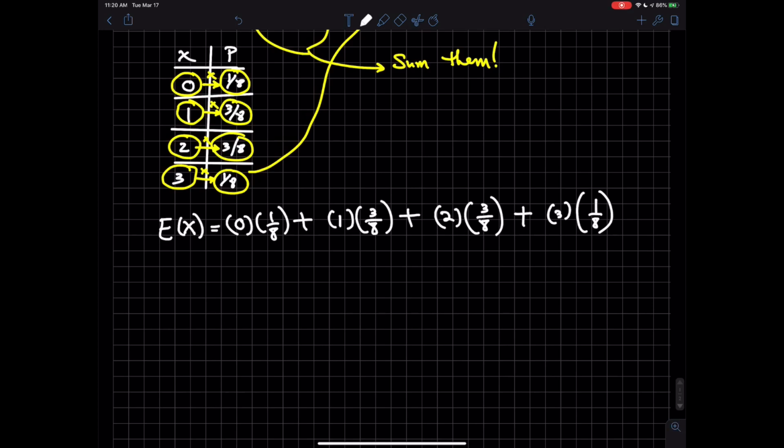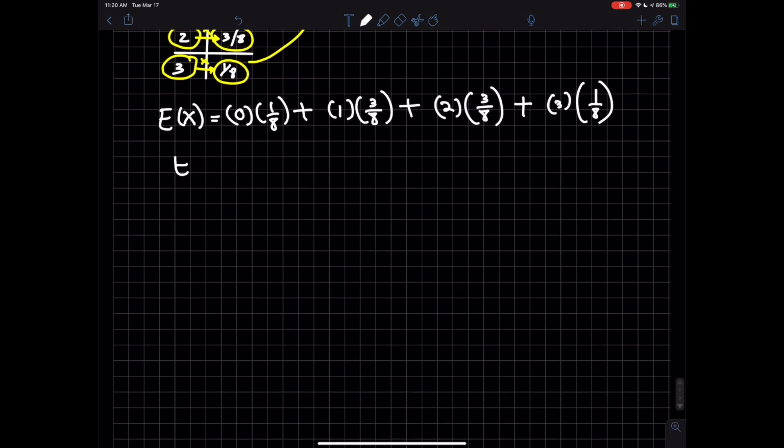And that's how you calculate the expected value of any given discrete probability distribution. You just multiply x's by p's, as many of them as you have, and then you add them all up. So the expected value becomes 0 plus 3/8 plus 6/8 plus 3/8. And if I add these together, that'll be 12/8.